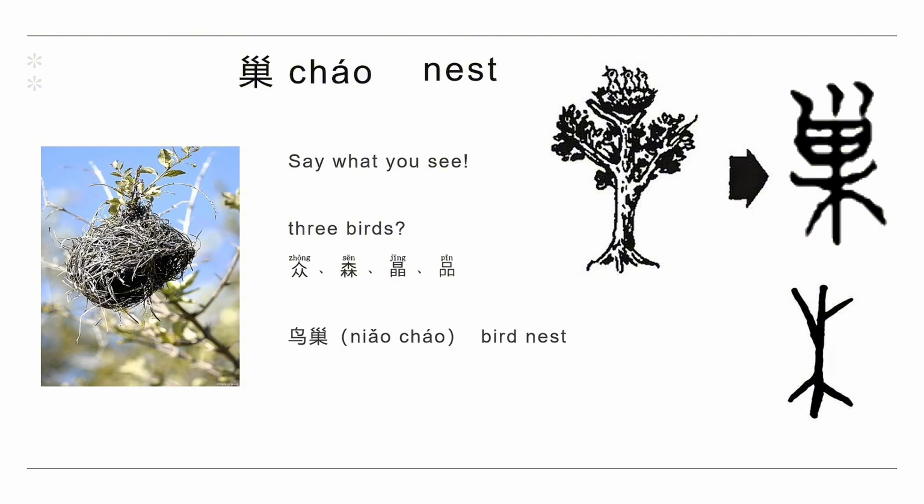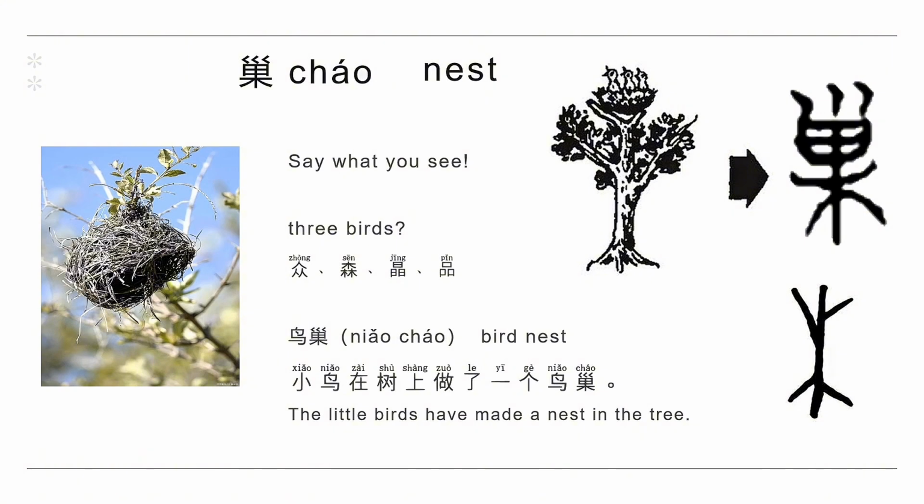鸟巢, bird nest. 小鸟在树上做了一个鸟巢. The little birds have made a nest in the tree. 鸟巢, 巢: 3 baby birds in a nest on a tree.